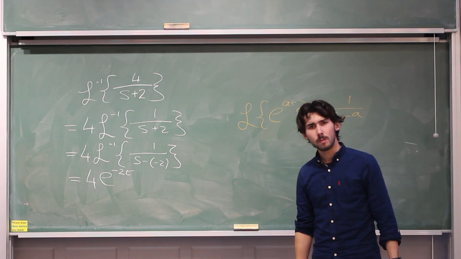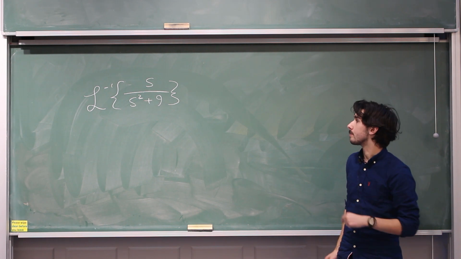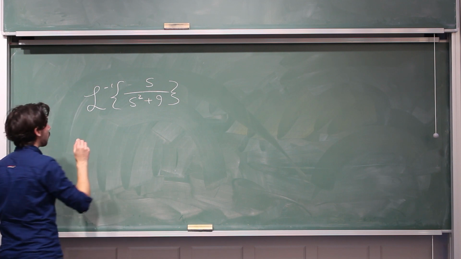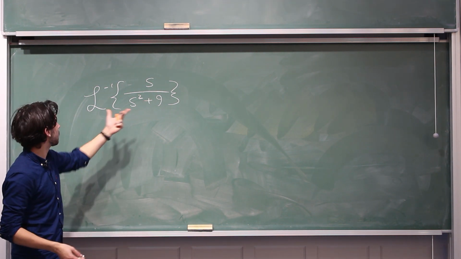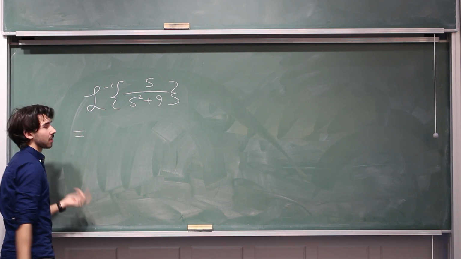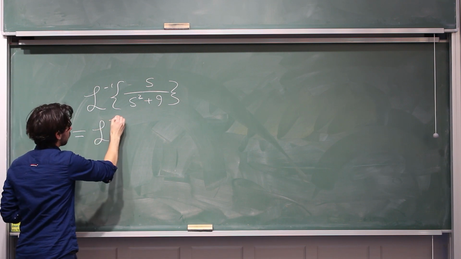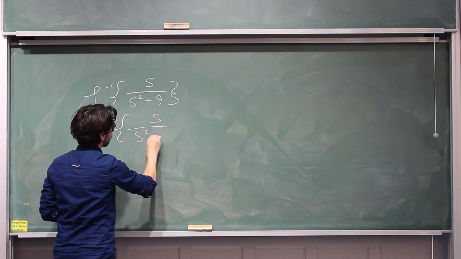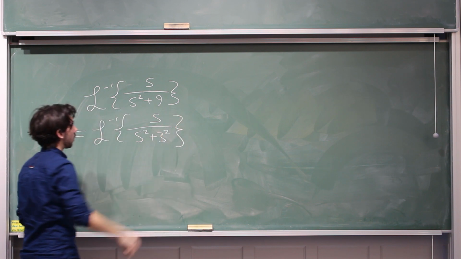Let's do one more. The inverse Laplace transform of s over s squared plus 9. How are we going to do this one? Well, guys, this time we're not going to factor anything out. We can't really factor anything out. We can't factor the s out, of course, because s is a part of the Laplace transform. So we're going to need to do something else. Guys, I'm going to do something nefarious here. I'm going to write this as the inverse Laplace transform of s over s squared plus, and what is 9? Nothing other than 3 squared. That is what 9 is.